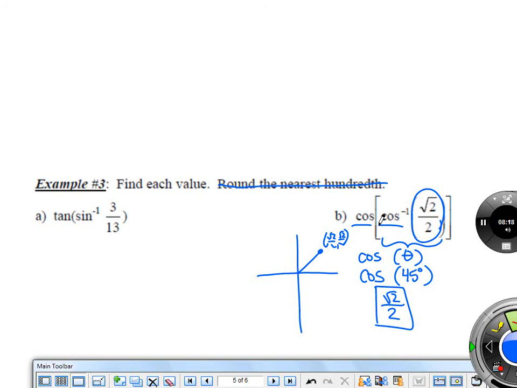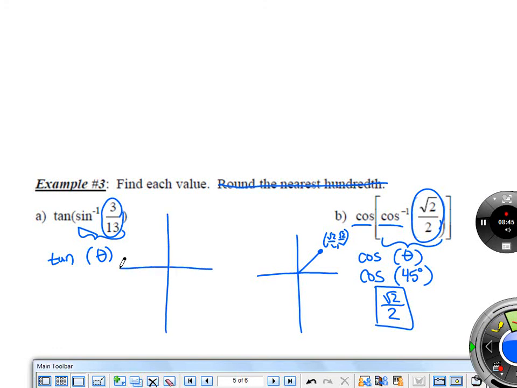Okay. Now, A is similar. The answer to this part is still an angle, and then I'm supposed to find the tangent of that angle. The problem is I don't know any angle that has the sine of 3 over 13. It exists. It's just not one that I've memorized on the unit circle. So how do I deal with this? I can't actually find the angle measure without a calculator, but I can draw a picture of how this angle exists on the coordinate plane.